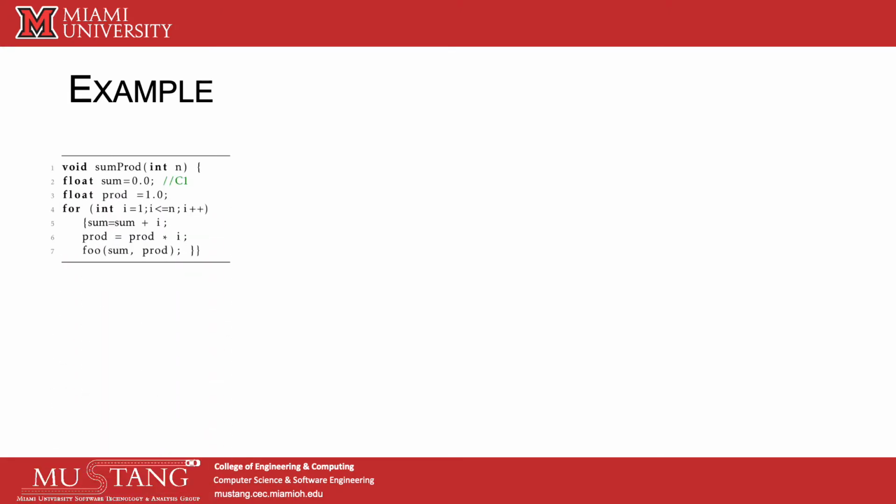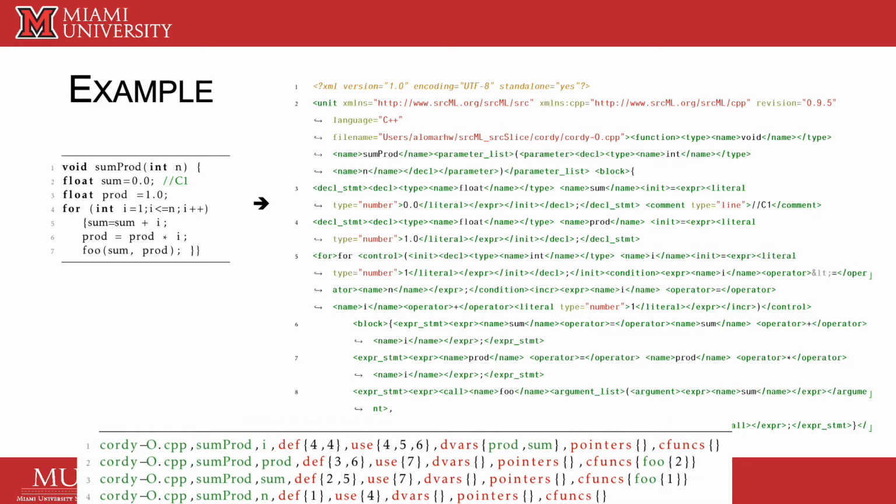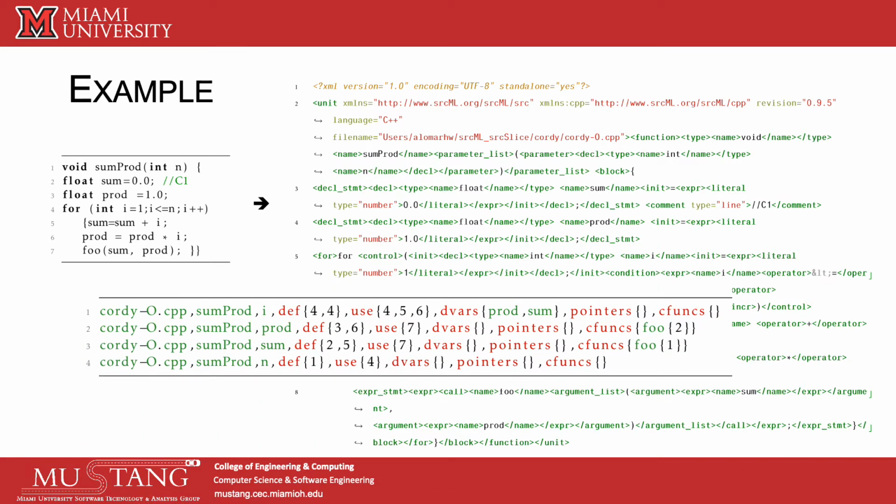Before talking about the detection process, here's an example of how we use srcML and srcSlice. We convert the source code into the srcML format. This is the srcML format. Then we use this format as input to srcSlice to produce a slicing profile that has the following format. If you take a look at this format, we can see that for each variable there is one profile, and in each profile there is a def, use, dependent variables, pointers, and call functions. More about this in the next slides.